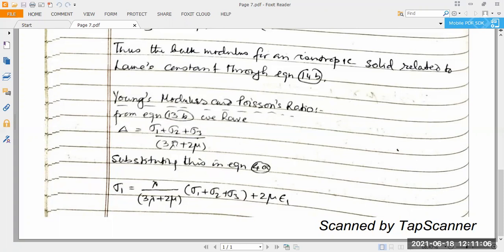the value of sigma in equation 12c, what will happen?